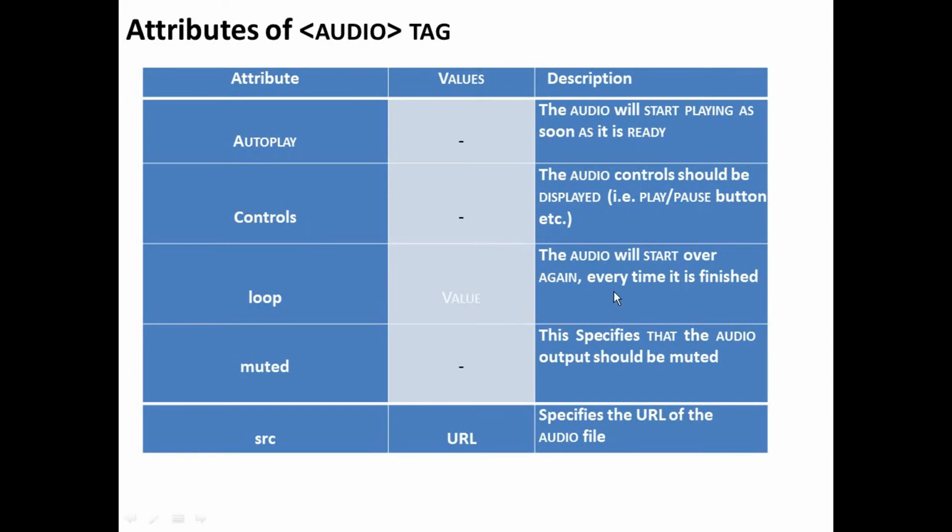Loop. The audio will start over again every time it is finished. If you put the audio in loop, once it is finished it will start again. Muted, this specifies that the audio output should be muted. Source, that is src, specifies the URL of the audio file.